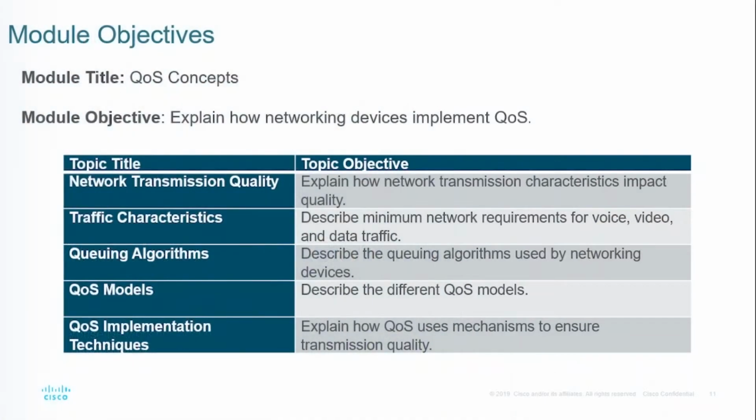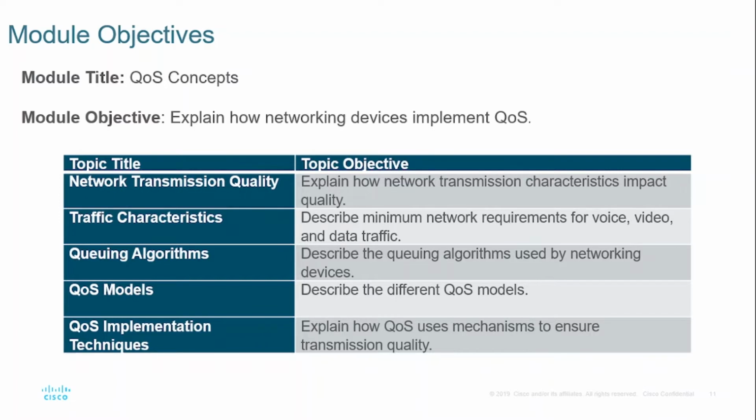Now in this chapter, we're going to explain how networking devices implement QoS, or the quality of service. Module 9 includes the following subtopics. First off is the network transmission quality. This would explain how network transmission characteristics impact the quality. Next is the traffic characteristics. It describes the minimum network requirements for voice, video, and data traffic.